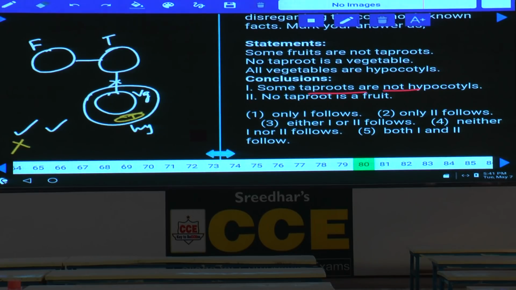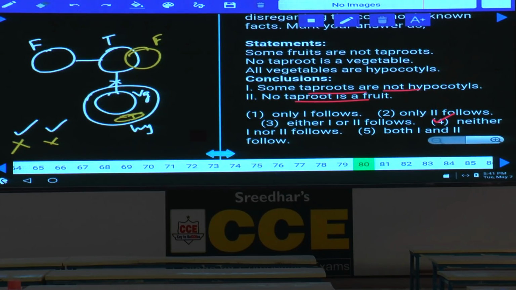Then coming to the next one, no taproot is a fruit. Now to make this one false, some of the taproots are fruits. Tell me whether I can write taproot like this or not. Taproot and fruit. Again alternate diagram proven, previous conclusion will be false. Neither one, so choice 4.